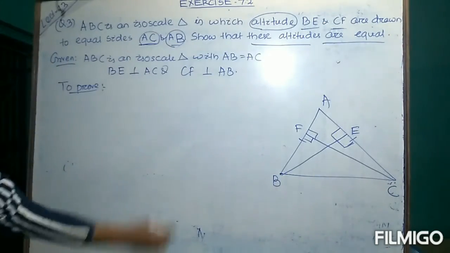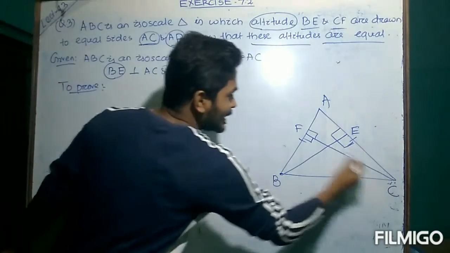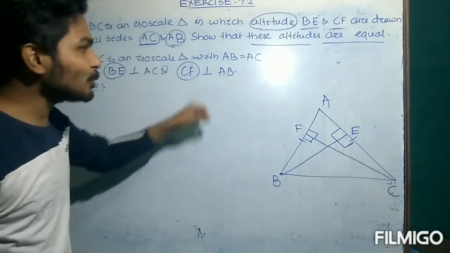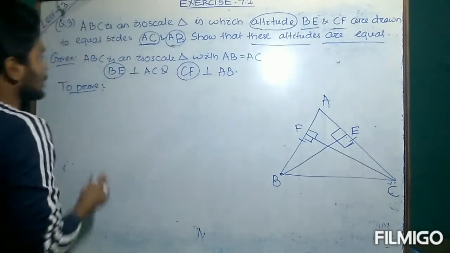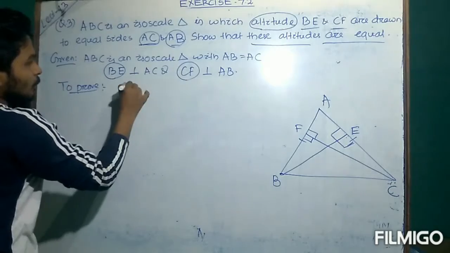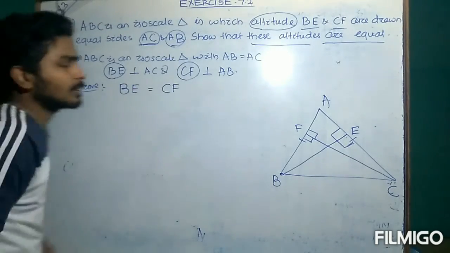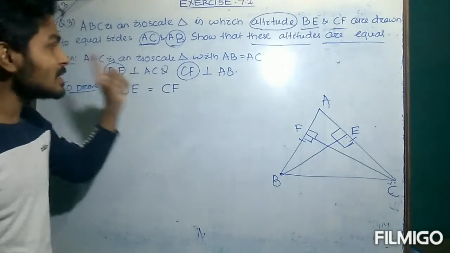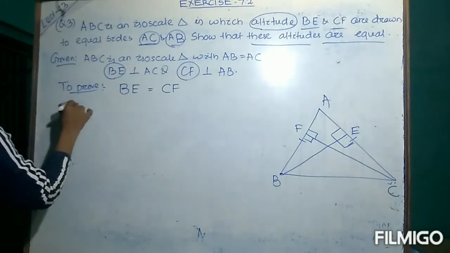What are the altitudes here? Here BE and CF are two altitudes, and now we have to prove that these two altitudes, these two perpendiculars, are equal. So we have to prove BE is equal to CF. Are you getting my point? Altitude means perpendicular, right? So let's prove.